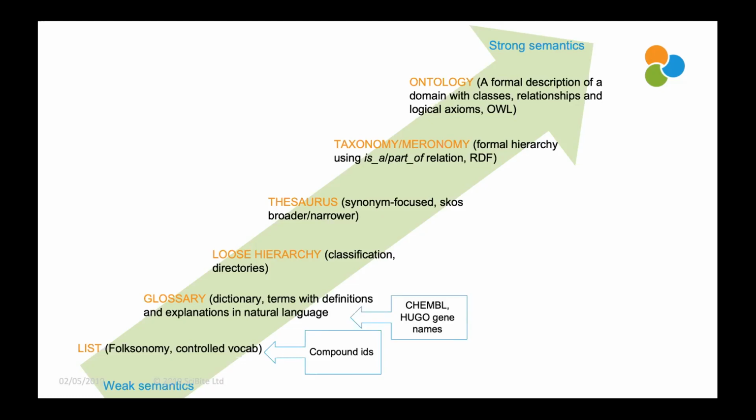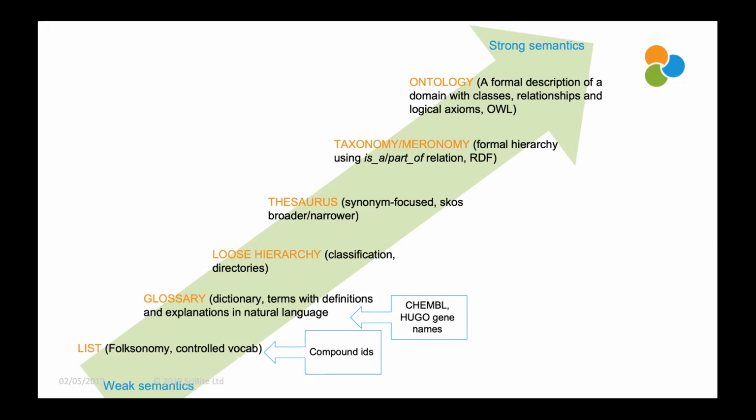And then we move up to glossaries or dictionaries. These are still lists. There's no hierarchy associated, but they have natural language definitions associated with them. Some examples here might be ChEMBL, the drug database, where you have a chemical structure associated, or HUGO gene names.